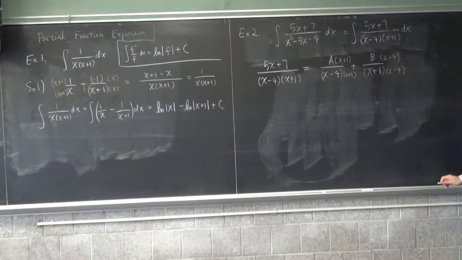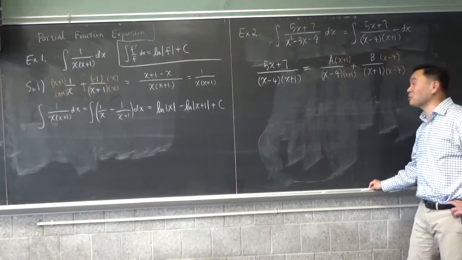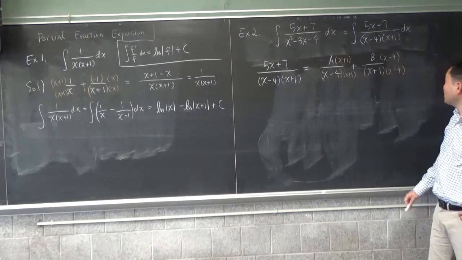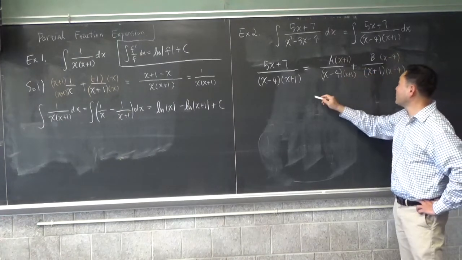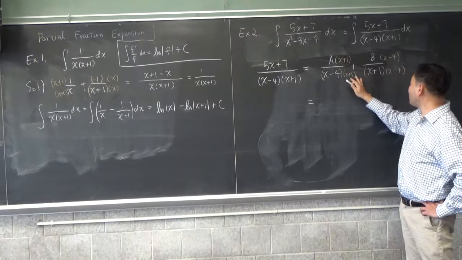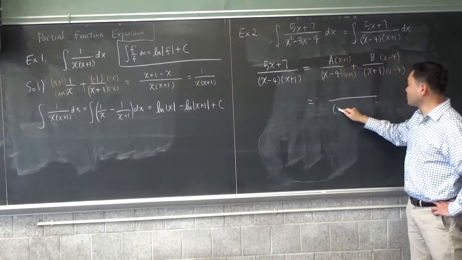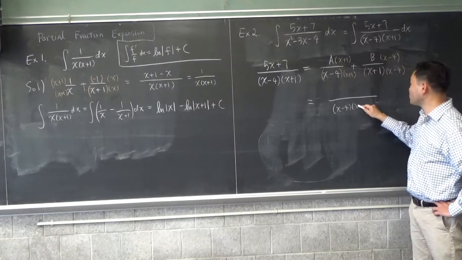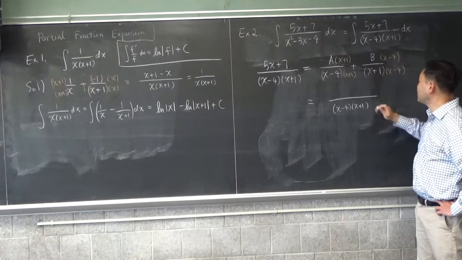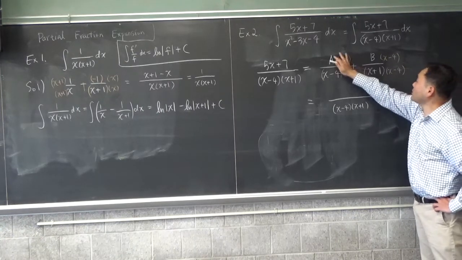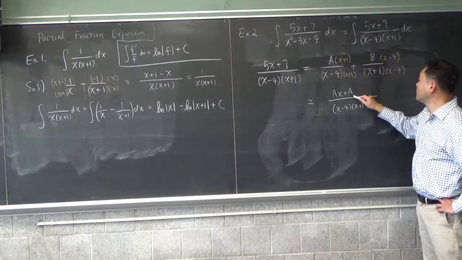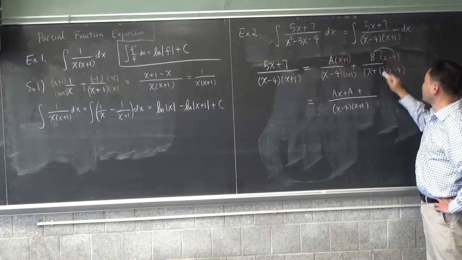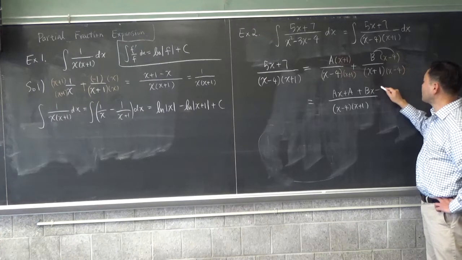Okay, so we're going to put these two fractions into a single thing by multiplying this one top and bottom and this one top and bottom. And now they have the common denominator x minus 4, x plus 1. And then on the top you get ax plus a. And over here you have bx minus 4b.